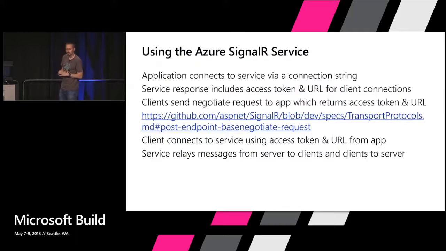that's it. So to use it, all you really need to do is get a connection string from the portal. Your app connects to it, it gets an access token and a URL. You send that down to your clients when they render the page, and then the SignalR client in the JavaScript takes the access token and the URL and uses that to connect to the endpoint of the Azure service, and then it all just magically works together. It even uses part of the protocol that we talked about before, the transport protocol, which enables the server to redirect using that URL there. You can read about that.